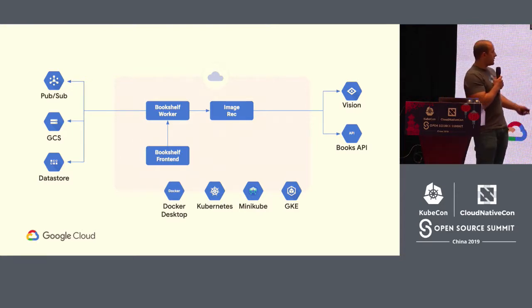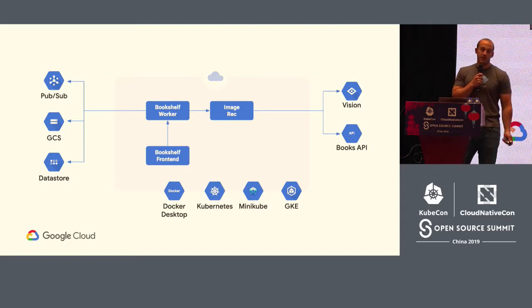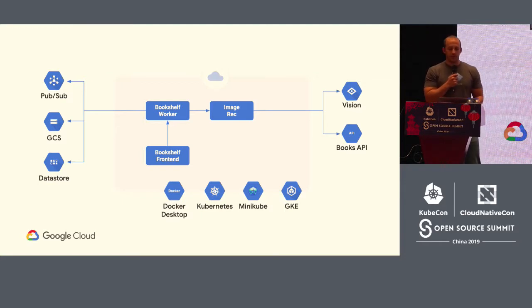So you can see here that big gray blob or square shape is just our representation of our Kubernetes cluster, and that can be anything. It can be Docker Desktop, Kubernetes, Minikube, GKE, AWS, Azure, whatever you want to run on, it'll work with any Kubernetes cluster. So I'm going to go ahead and jump into our demo real quick here. We're going to start out with VS Code.